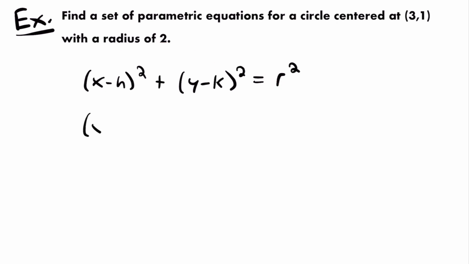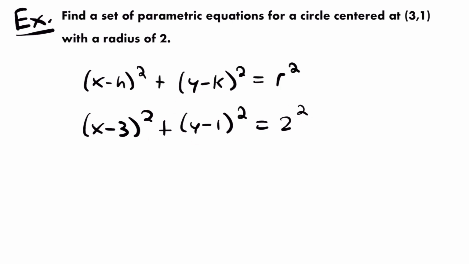So what we'll have is (x − 3)² + (y − 1)² = 2². All right, now if we want to represent this with parametric equations, just know that whenever you're working with a circle or even an ellipse, you're going to be using trig functions. So you're going to want to get this equation in the form of a Pythagorean identity. In this case, we want to work with sine and cosine.